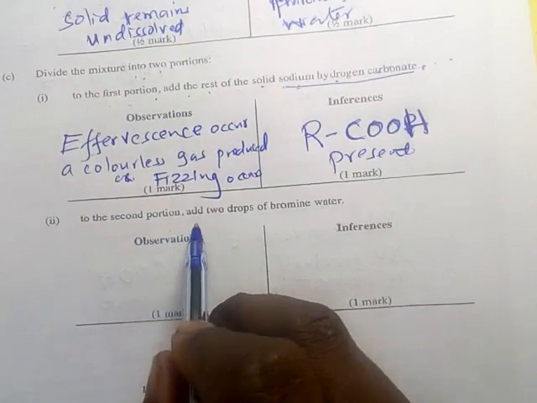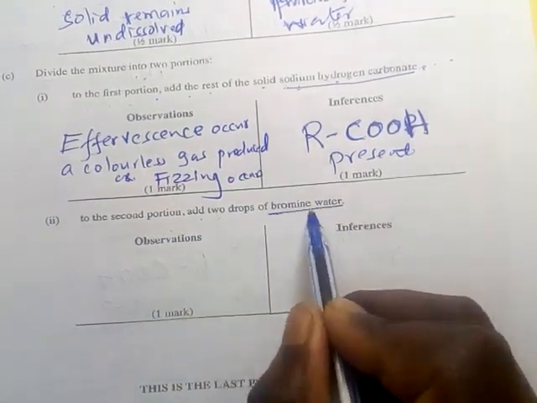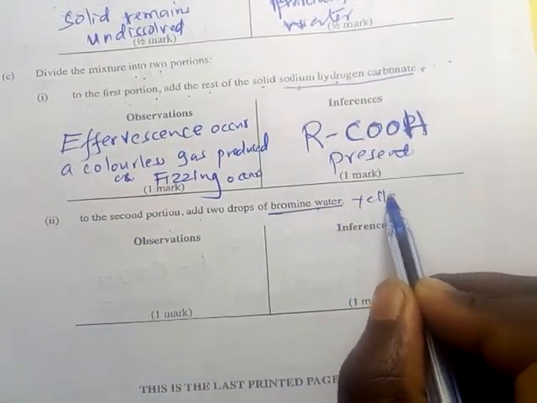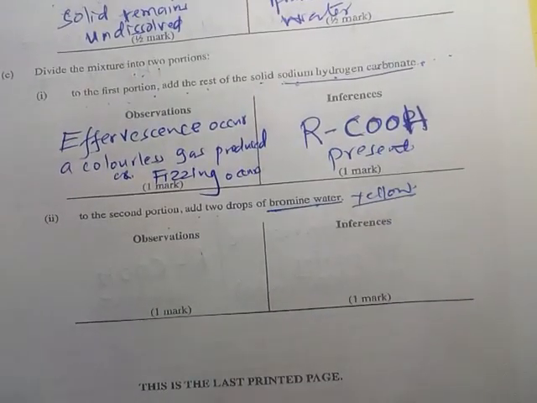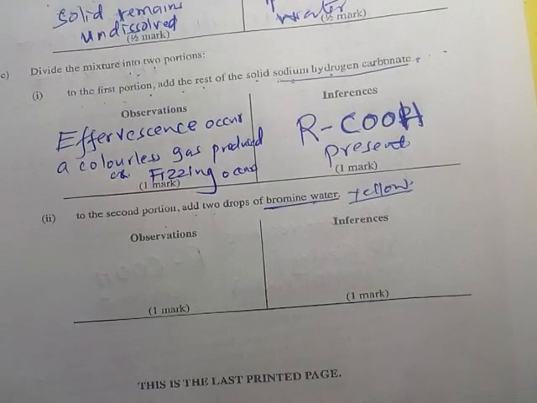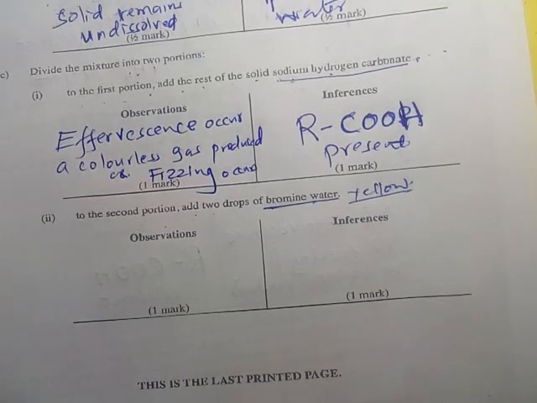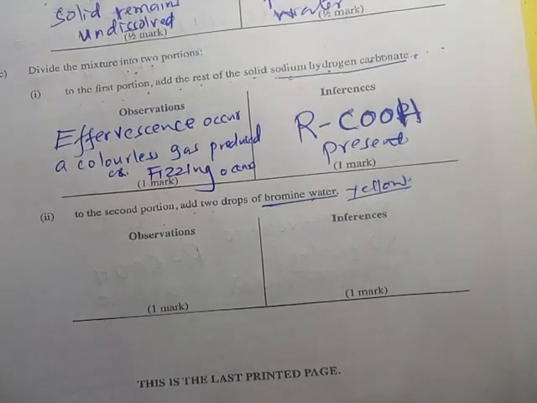To the second portion, add 2 drops of bromine water. Bromine water is yellow. We expect it to be decolorized if there is an alkene or an alkyne. But if the yellow color remains, then it means the double bond, triple bond is absent.